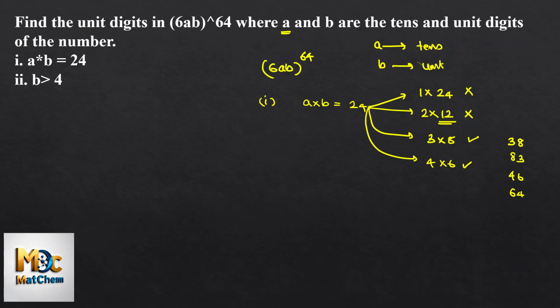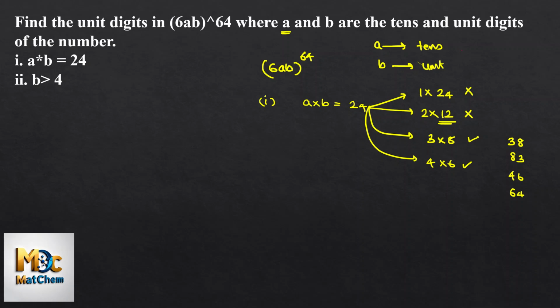Why? Because only then can the power of 64 be identified. We cannot say whether it is 638 or 683 or 646 or 664. With respect to that only, we will be able to explain what the unit digit would be when you take it raised to 64. So by using statement 1 alone, we will not be able to answer this question. That is the first case.